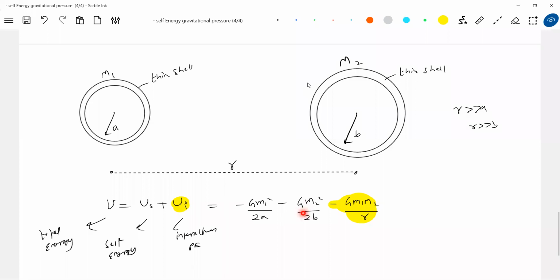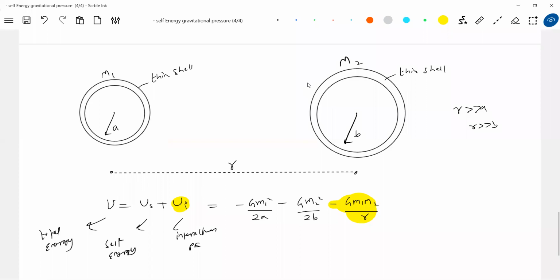Able to understand? I'm trying to give the basic idea. We should never say self energy between two objects. That is wrong; the quantity itself is not defined. Self energy is defined for a given system. Interaction potential is defined for a pair of systems. This is for a system. This is for a pair of systems. There's one basic difference there.